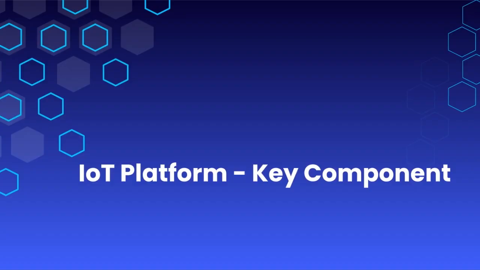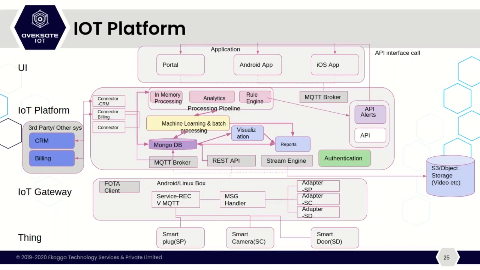Now we will cover the key components of the IoT platform. This one slide summarizes most of the components present in the previous slide. The first is the thing, meaning anything which can sense data or which is smart in nature. That thing needs to be connected to a gateway. And what is the gateway? The gateway works as a bridge between the things and the platform. And what is the platform?